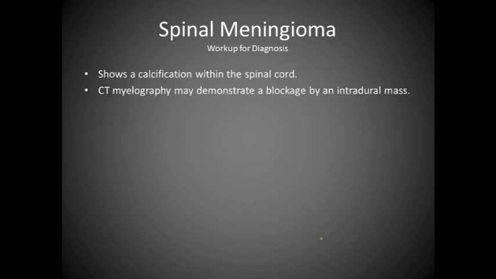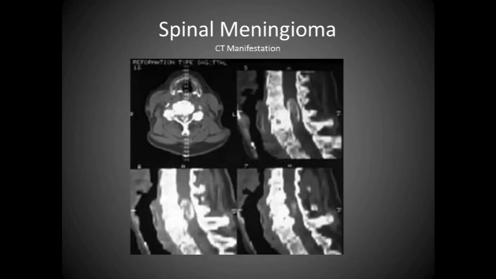CT or MRI will be efficient in demonstrating this and diagnosing. In terms of CT, spinal meningiomas show calcification within the spinal cord. CT myelography may demonstrate a blockage by an intradural mass. So here we have myelography, and here we have the mass.